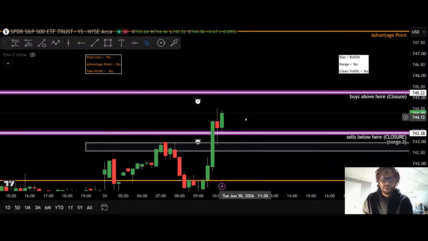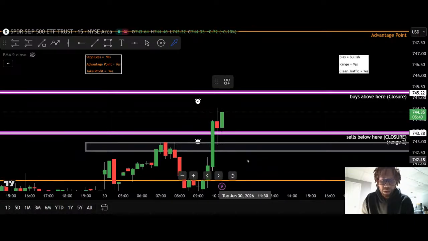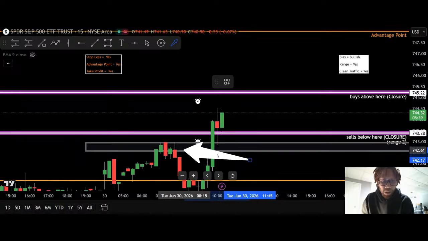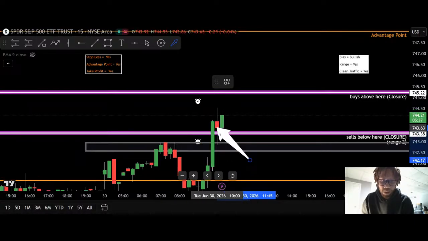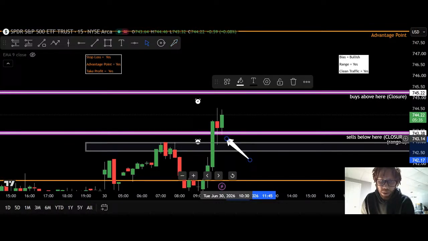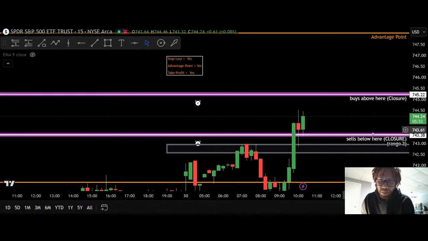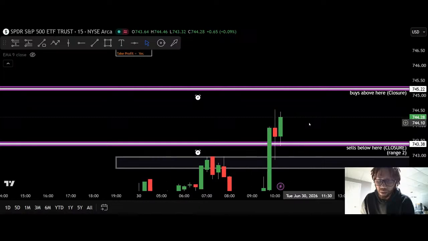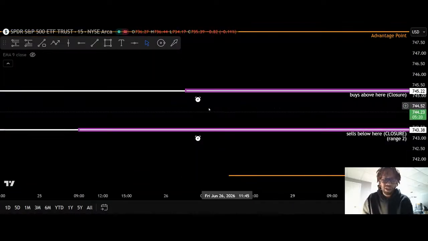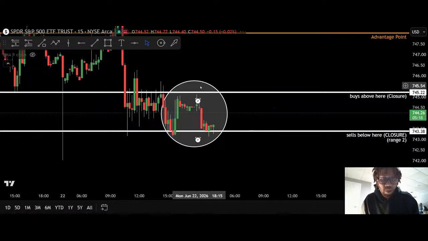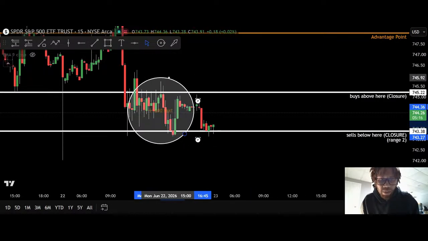Closure above. The 15-minute bearish candle retested the pre-market resistance, also closed above. The current candle has retested the range and broke the previous candle high. Just trying to fill this wick. But again, this range to the left.